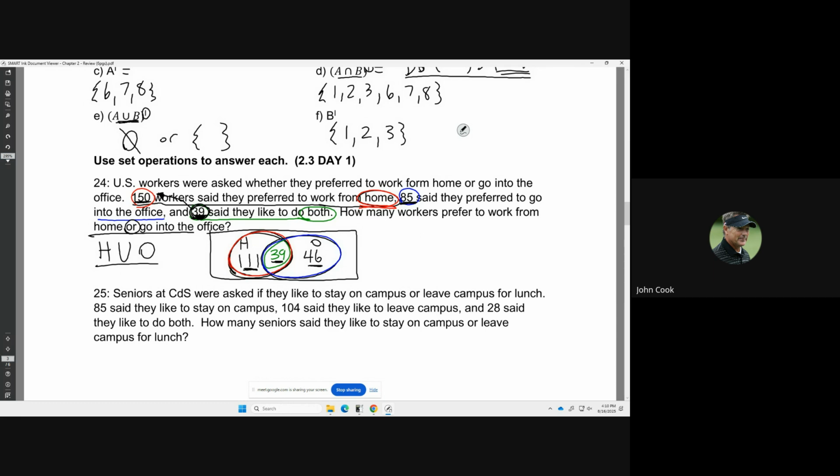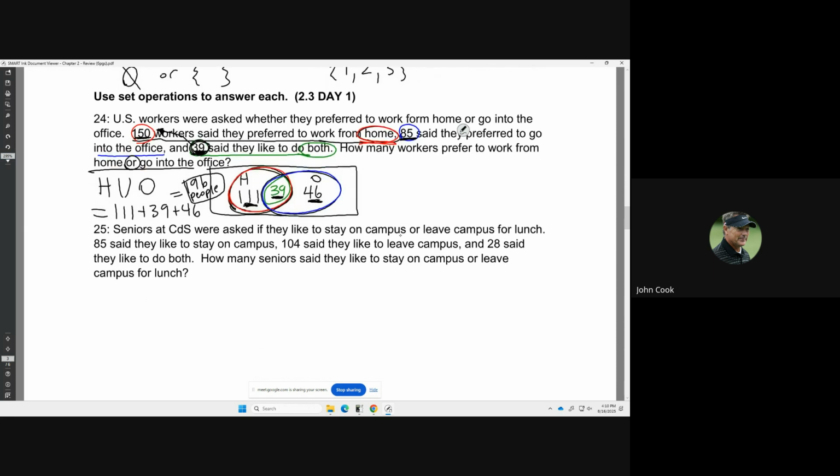So what we do is we take all three of these numbers that we have listed when we want to do the union, and we just add them together. So the number of people that either like to work from home or work at the office, it's going to be 111 plus 39 plus 46. So if you add those up on your calculator, that's 196. So 196 people. And that would be my answer. And again, this would be a multiple choice question. You would just have to get to that conclusion and then see if the answer is there.